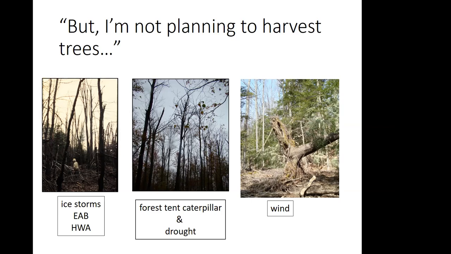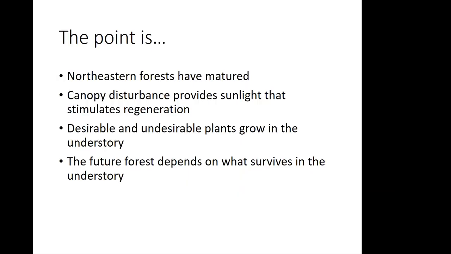There are stressor events, just more chronic stressors like forest tent caterpillar and drought, and there's wind. These are all things that are independent of harvesting, but yet impact the sunlight levels. So the point of this first section is that northeastern forests are mature, and that when canopies are disturbed, that upper layer of vegetation is disturbed, sunlight increases on the forest floor, and it stimulates the regeneration of something.